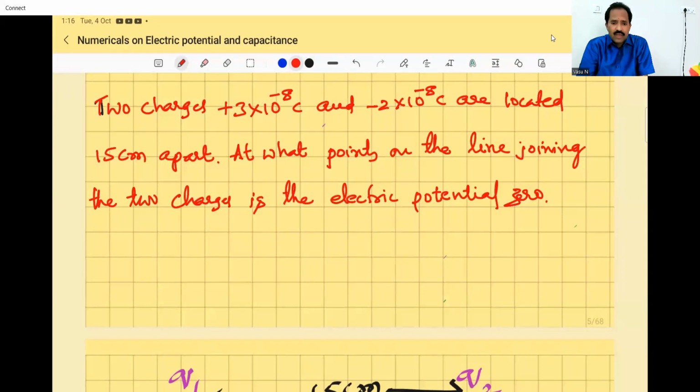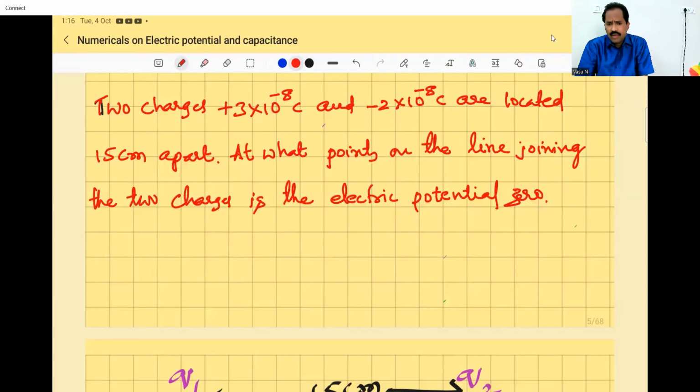Look at the screen. Two charges, plus 3 into 10 power minus 8 coulomb and minus 2 into 10 power minus 8 coulomb, are located 15 centimeter apart. At what points on the line joining the two charges is the electric potential 0?